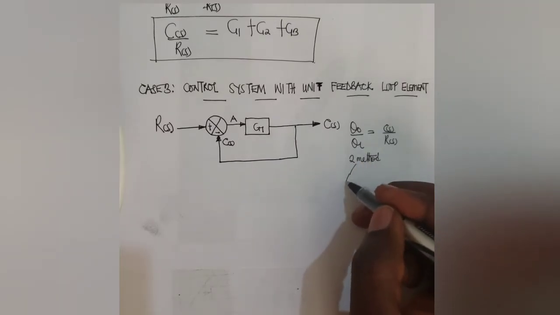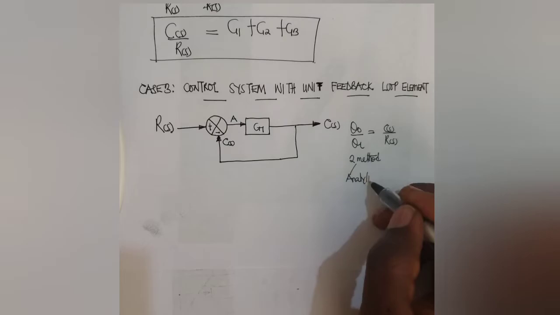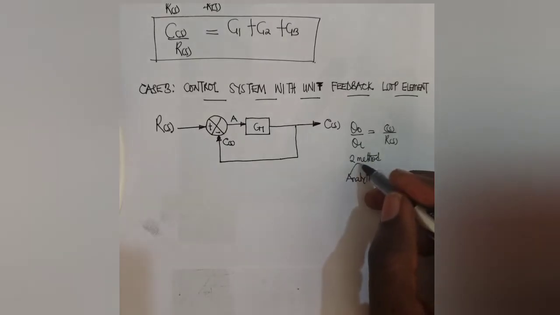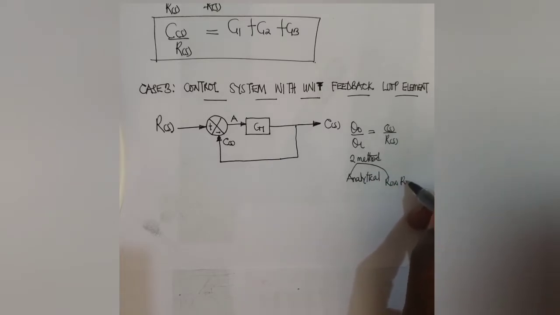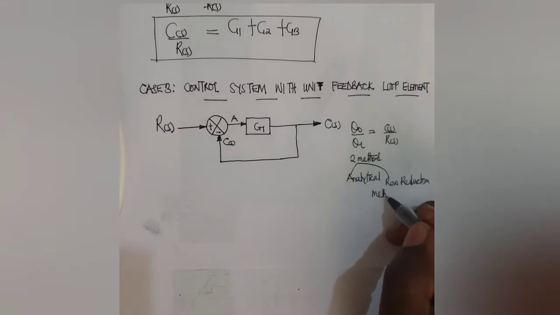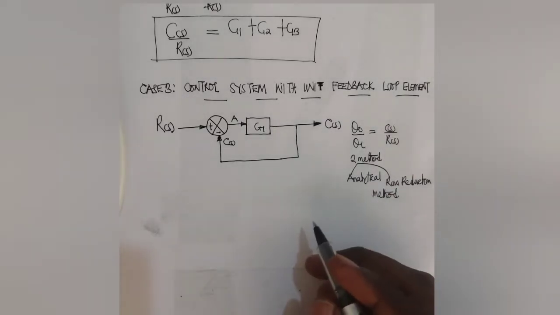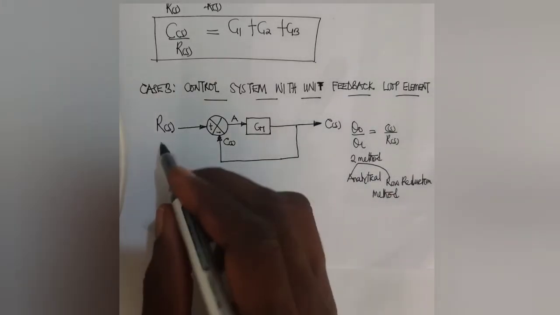The first is our analytical method, which is the one I'm using now. And the second one I'm going to be discussing later in this class is the row reduction method. Row reduction method, please let's take note. So let's quickly solve this question, then I'm going to be analyzing the other two later.